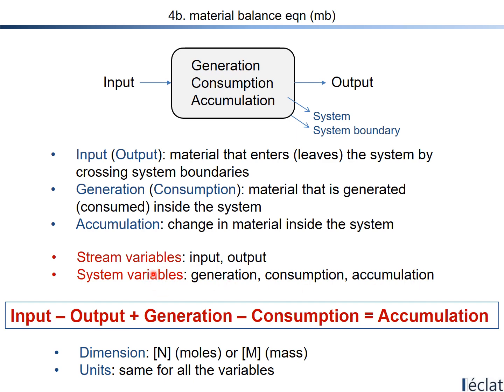And what is the mass balance equation? Input minus output plus generation minus consumption is equal to accumulation. This is the basic material balance equation. The dimension of each term would be sometimes moles and sometimes mass. Also, the units of all terms should be the same, because this is an equation. Every term is on the same level. So again, the material balance equation reads: input minus output plus generation minus consumption is equal to accumulation.